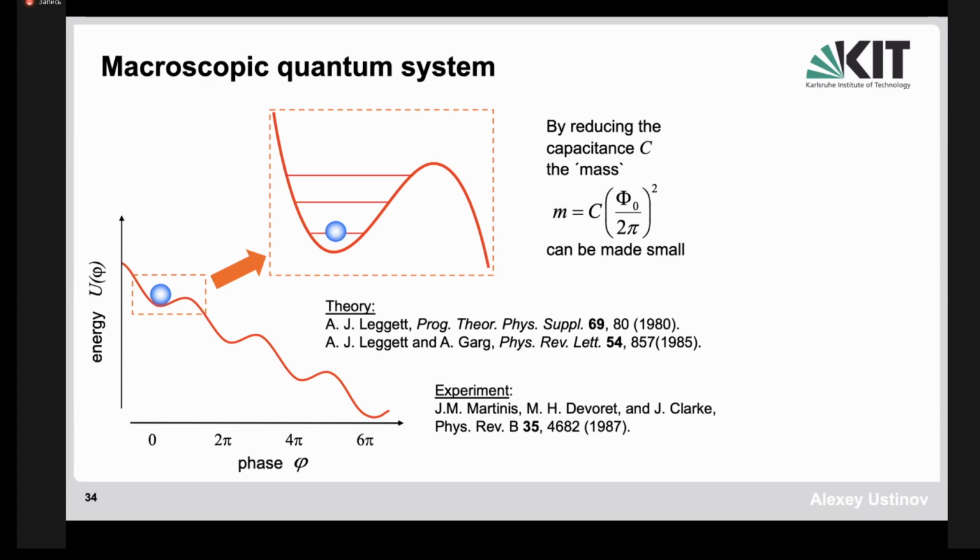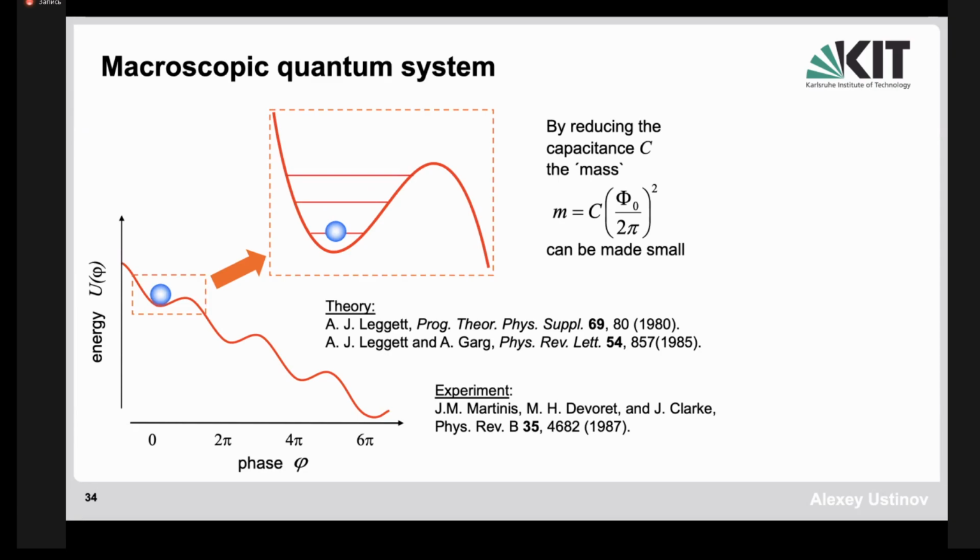Anyway, so Tony Leggett actually predicted that there will be energy levels of the system in this potential. Moreover, he predicted that there will be tunneling across this barrier if the potential is very shallow and this barrier is very low. And there was also a discussion if one could observe time coherence of the quantum states.